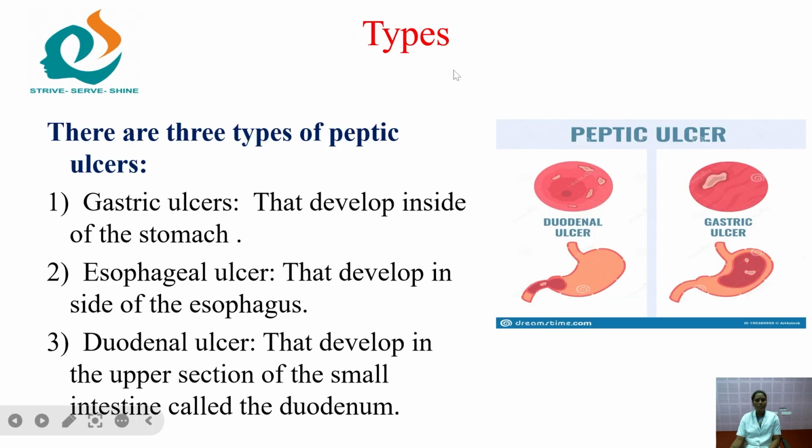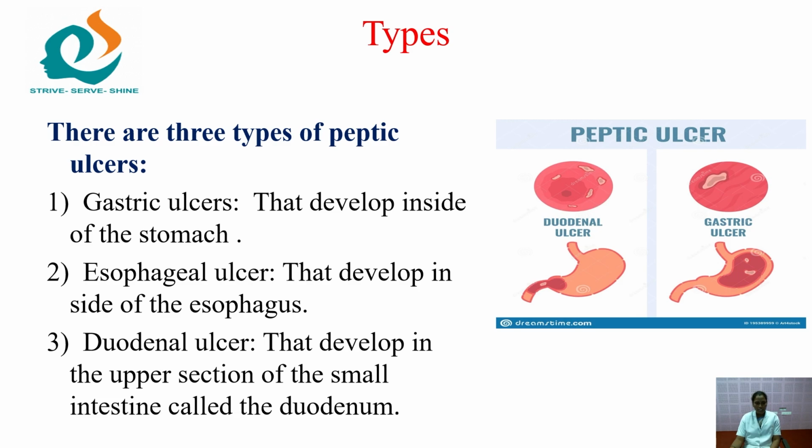Then next one is the types of the peptic ulcer. Totally there are 3 types. First one gastric ulcer, second one esophageal ulcer, and third one duodenal ulcer. Okay, the first one, gastric ulcer, develops on the inside of the stomach. The lesion formation in the stomach is called gastric ulcer.